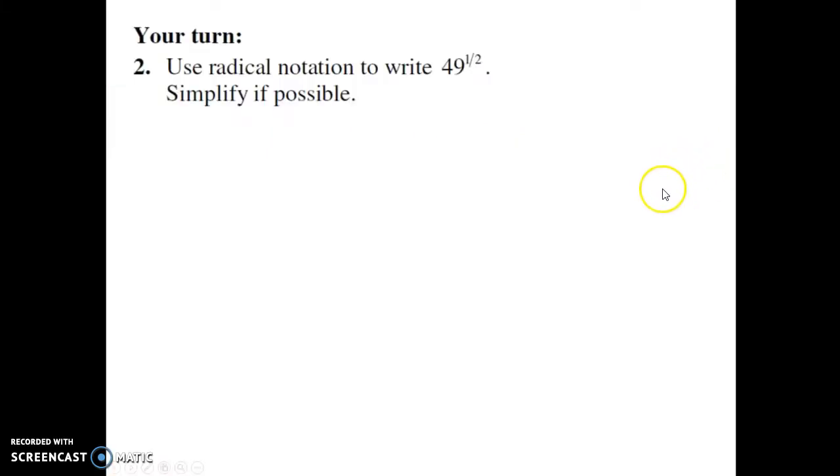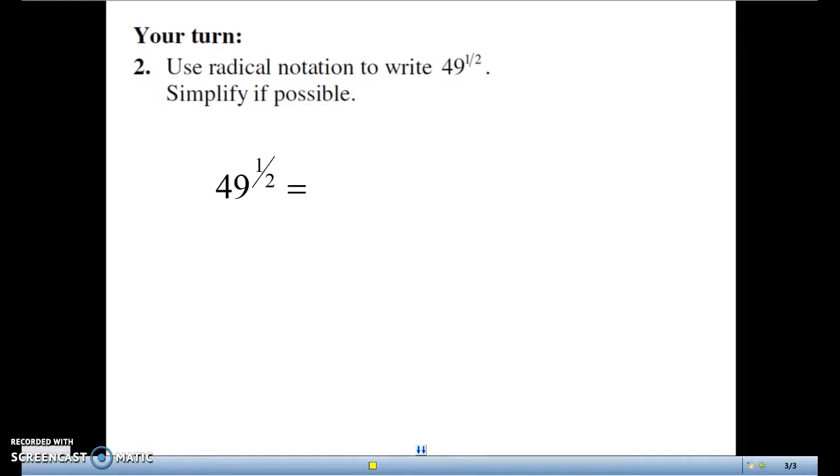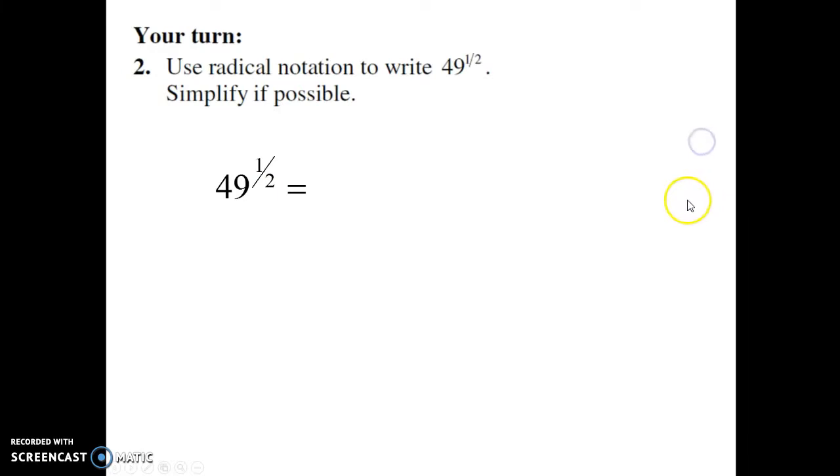All right, let's use radical notation to write 49 raised to the 1/2 power, simplify if possible. Okay, 49 to the 1/2 power, what is the index on our radical sign? Yeah, it's the denominator of that fraction, that rational exponent. So that means the same thing as taking the square root of 49. They're asking you what number times itself gives you 49? Yeah, that's 7.